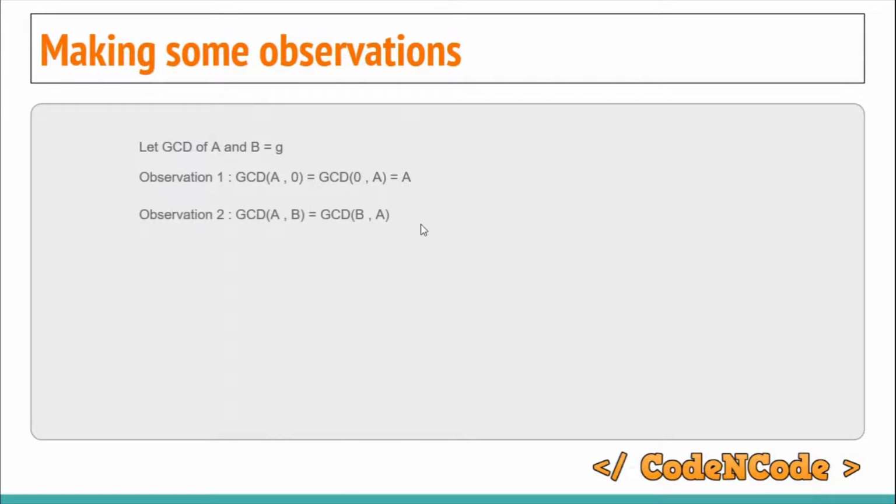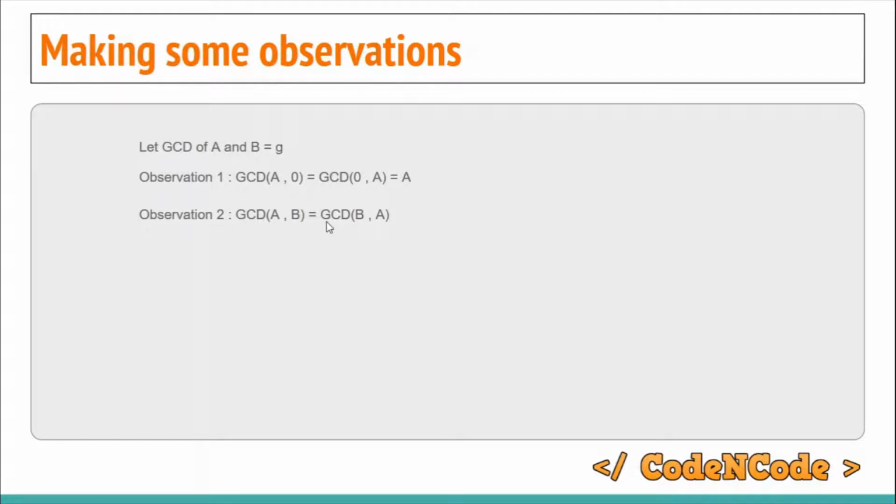And another one, which is again a small observation, is that GCD of A, B is equal to GCD of B, A. Of course, this is intuitive. I mean, we don't have to prove it, right? Because if you change the ordering of two numbers, it doesn't change the highest number that divides both the numbers.